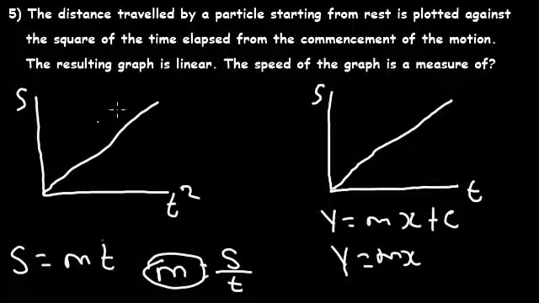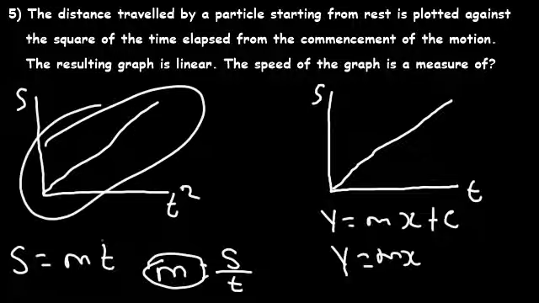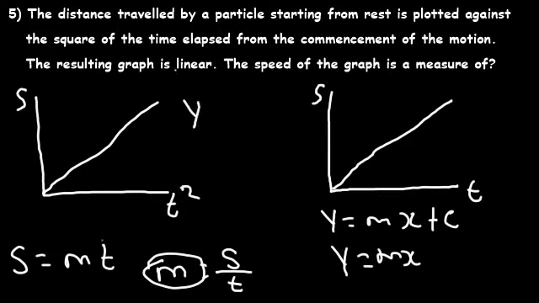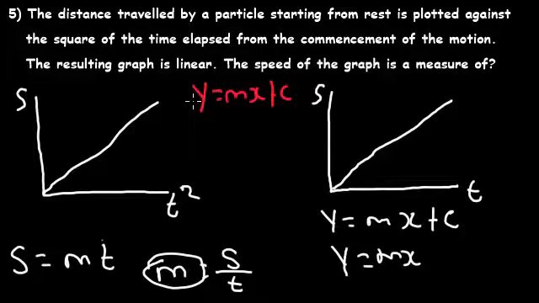Now, since they said it gives us a straight line graph, it means the equation will still be y. Let me use a different color so you don't mix it up. It will still be y equals mx plus c. Now, they also say that this question starts from rest. This means c is 0. So y will be equal to mx because the intercept is 0.